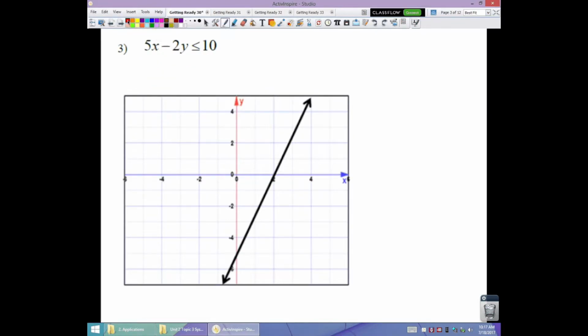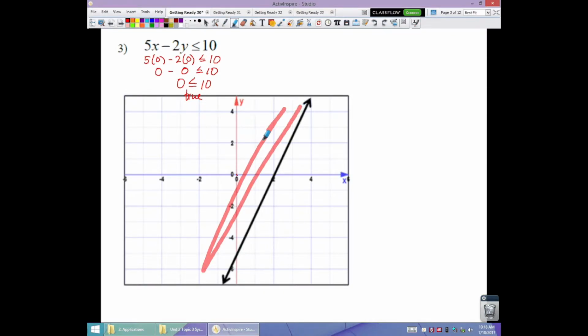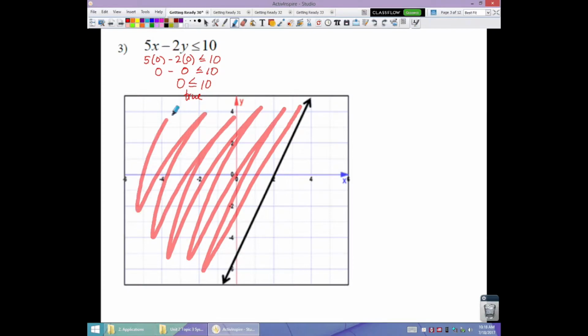Number 3. Again, I can use 0, 0. The line does not go through the origin, so I'm going to continue to use that. 5 times 0 minus 2 times 0 less than or equal to 10. 0 minus 0 less than or equal to 10. So is 0 less than or equal to 10? Yes, that's true. So what that tells me, since 0, 0 worked, everything on that side of the line, in this case above the line, all of these points will also work. So I shade everything on the side containing the 0, 0, the point that I tried.